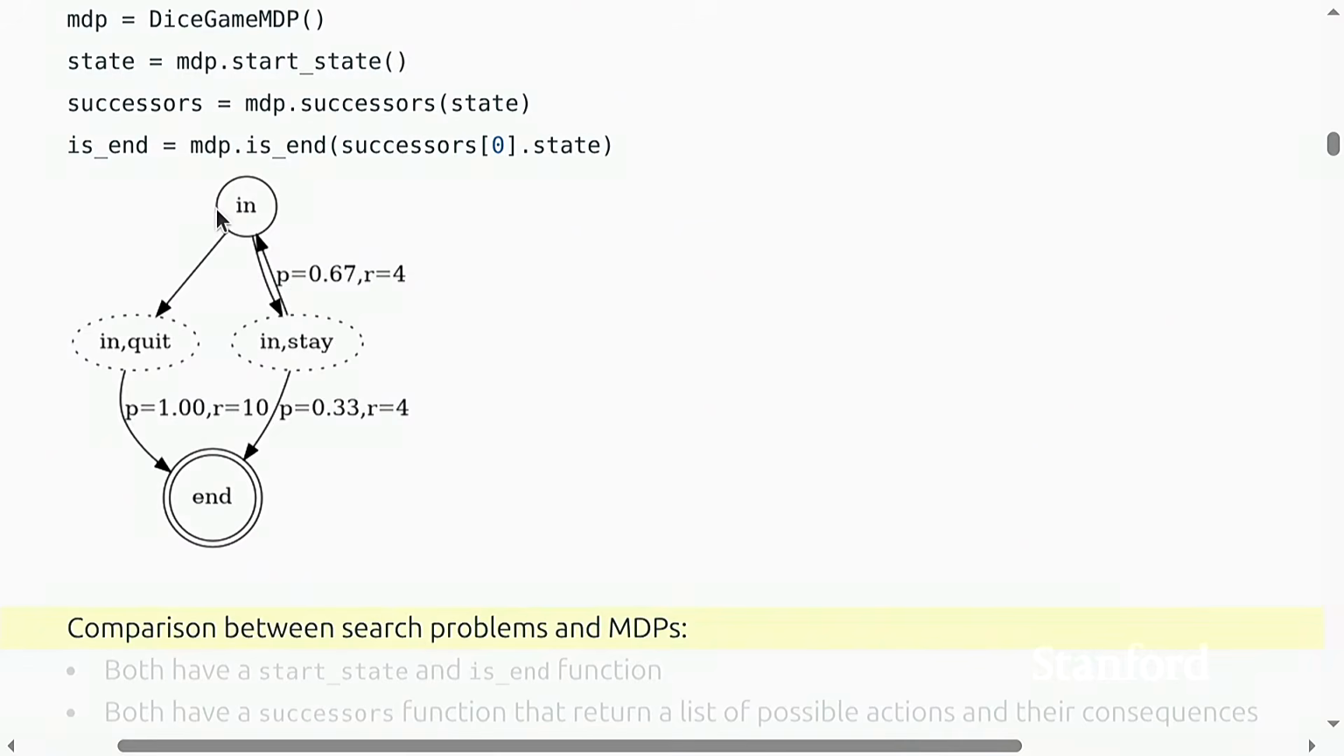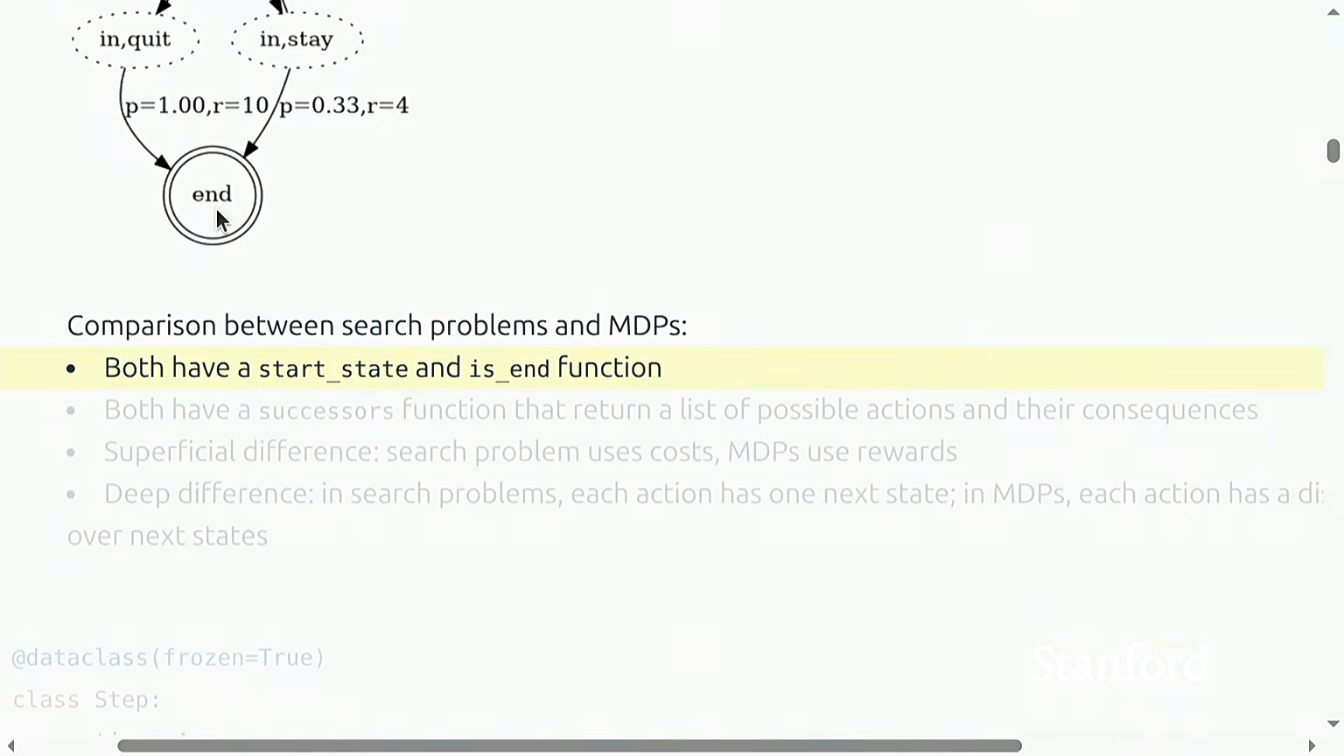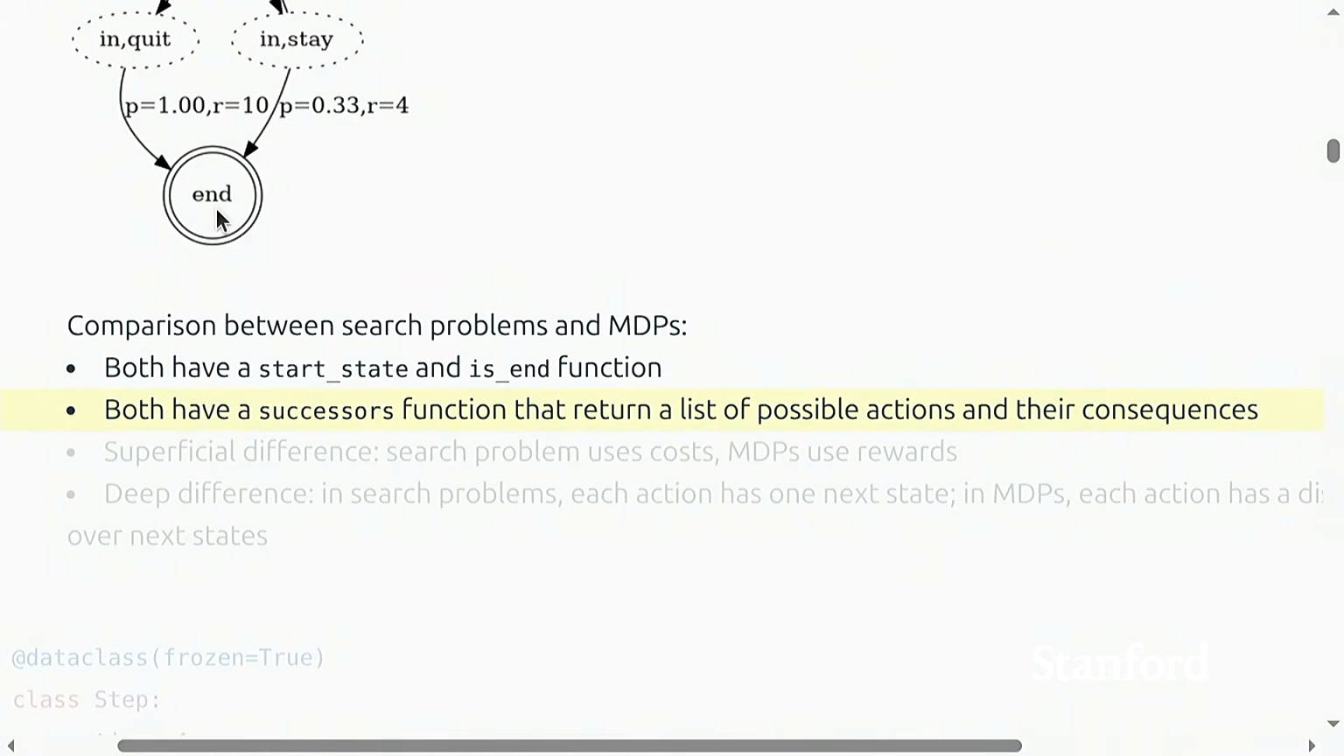Okay, so hopefully we've shown 2 examples of MDPs. Just to reiterate the comparison with search problems. There's a lot of similarities, right? Both have the idea of states and actions. Both have a start state and an isEnd function. Both have the successors function that returns possible actions and their consequences.